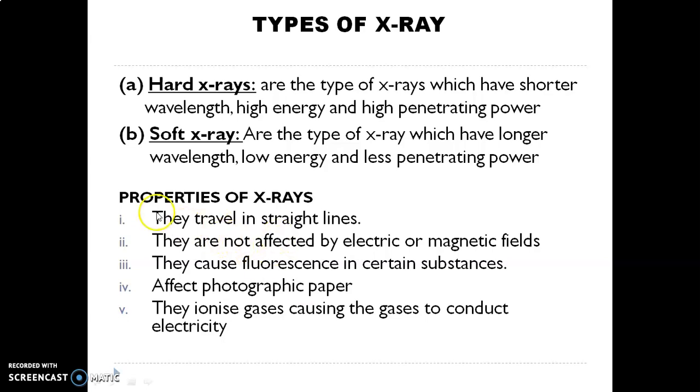Hard X-ray we can see in industry for detecting the internal parts of metals, but soft X-ray we can see in hospital to see the internal part of the human body.